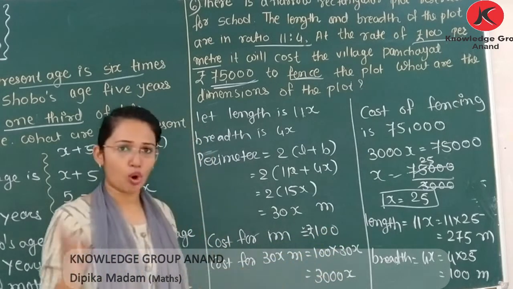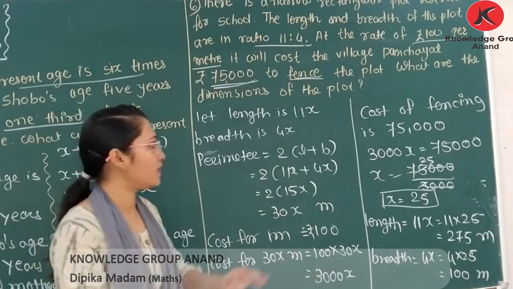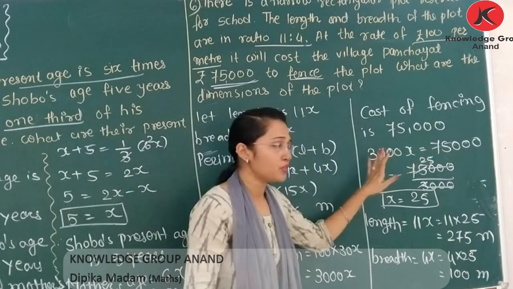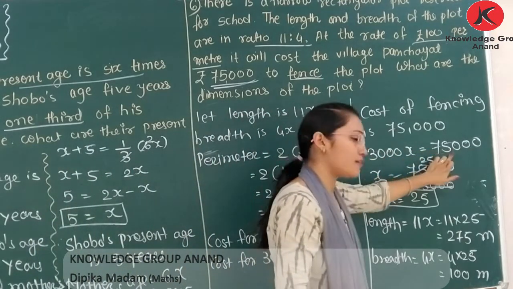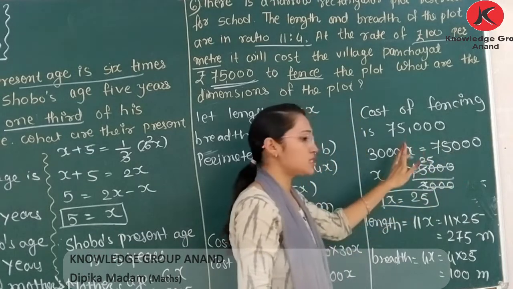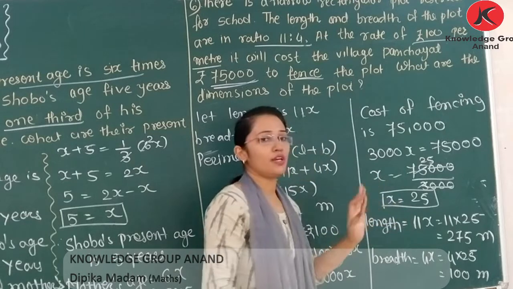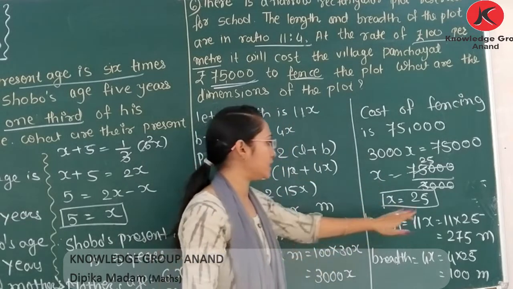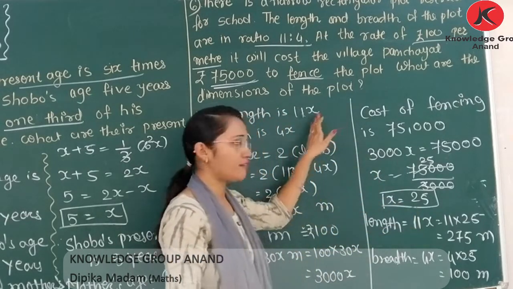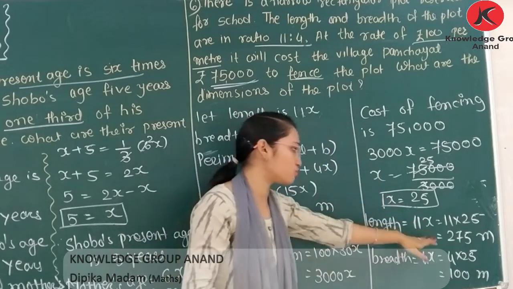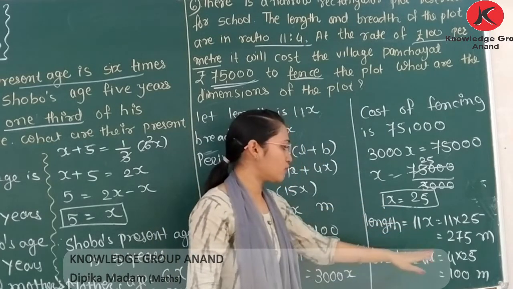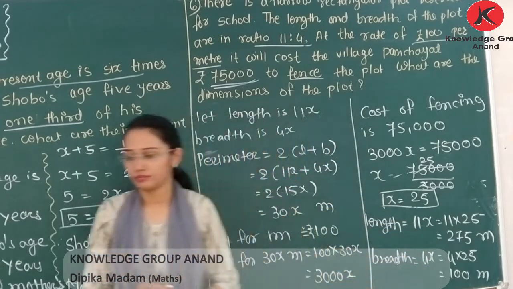But the overall cost is already given, so we can write an equal sign between them. 3000x is equal to 75,000. If you solve this equation, you will get x is equal to 25. But here we need to find length and breadth. So we put the value of x in 11x and 4x. So length will be 275 and breadth will be 100 meter.